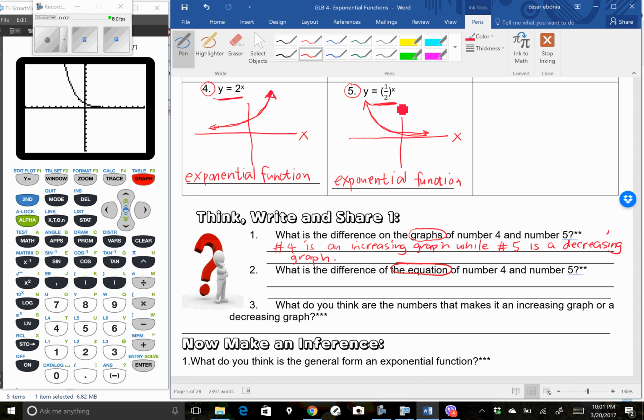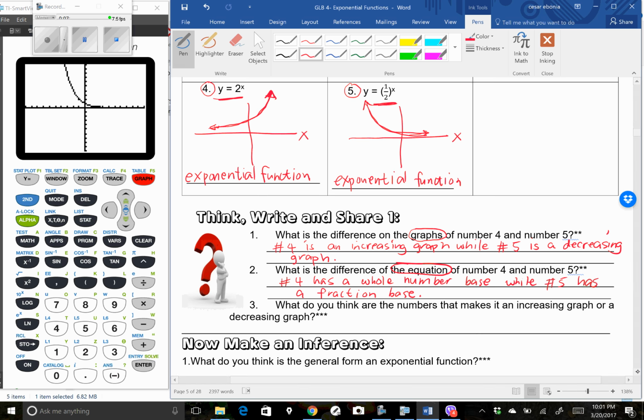So I would say number 4 has a whole number base, while number 5 has a fraction base.